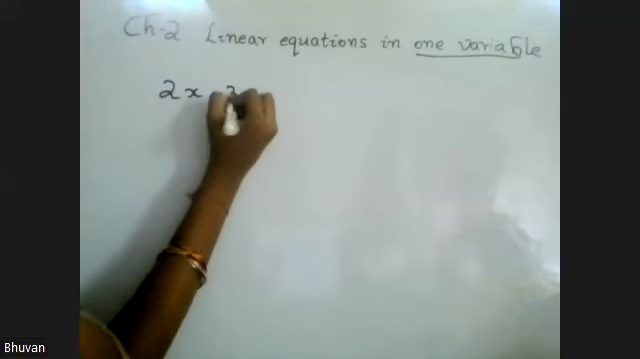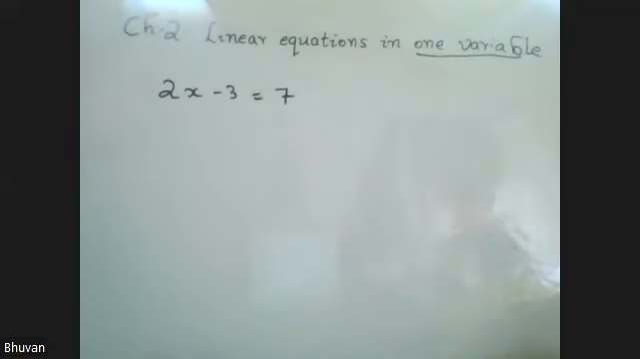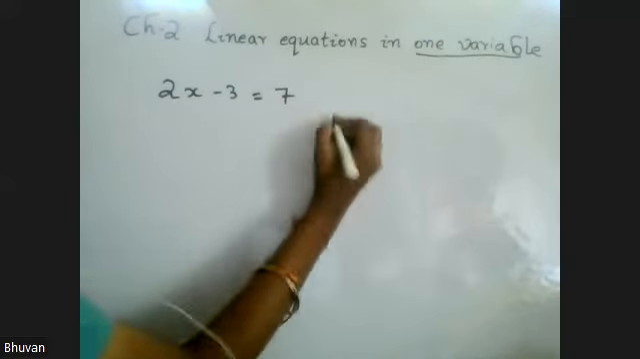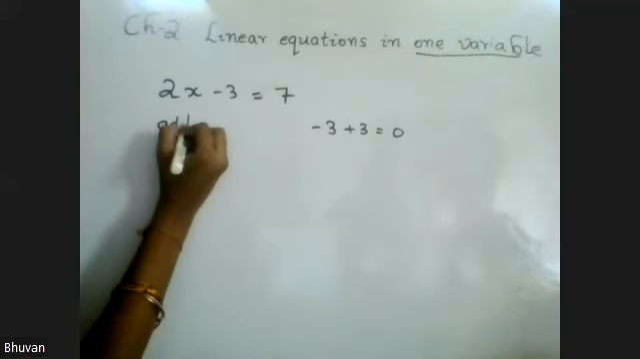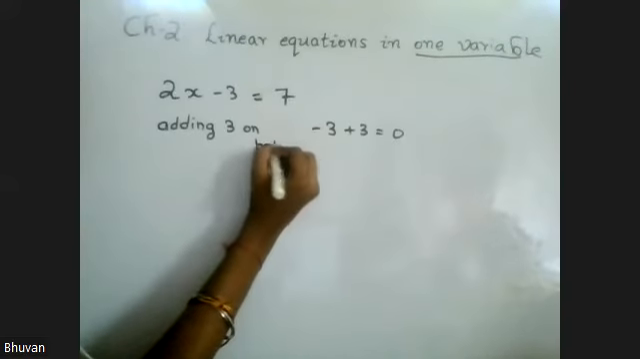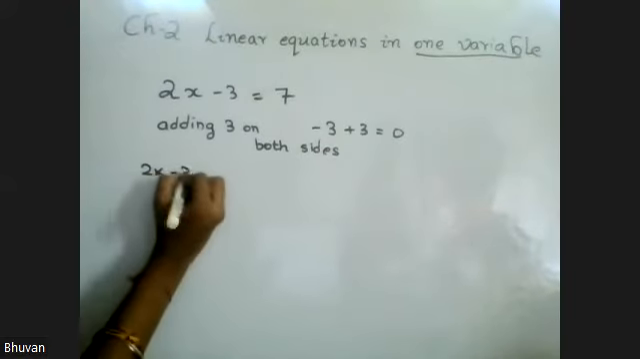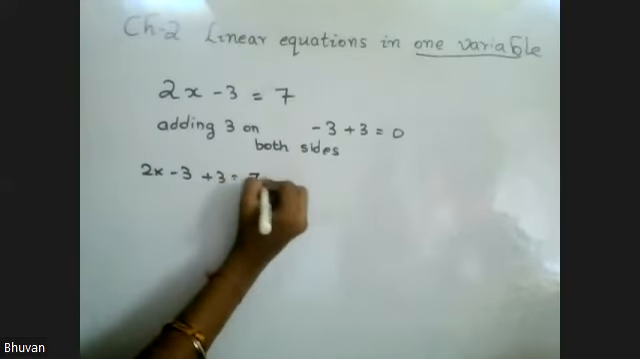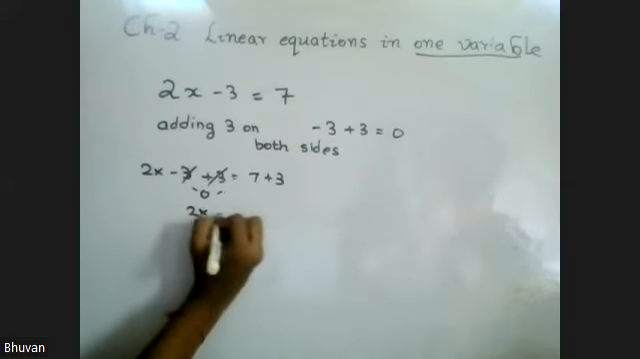2x minus 3 is equal to 7. Okay, so we need to eliminate first minus 3. First step, minus 3 will be eliminated. Okay, how to eliminate minus 3? We should add its additive inverse. Minus 3 plus 3 is equal to 0. So adding 3 on both sides. Okay, so 2x minus 3 plus 3 will be equal to 7 plus 3. Minus 3 plus 3 will cancel to provide 0. So 2x is equal to 10.